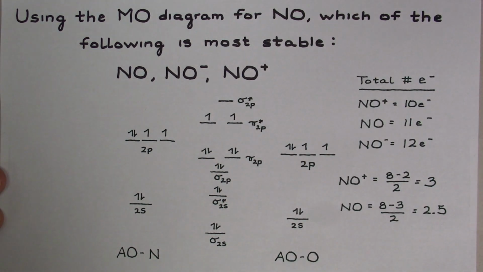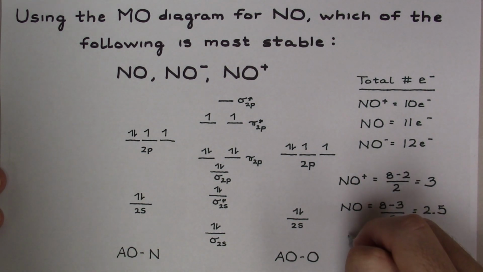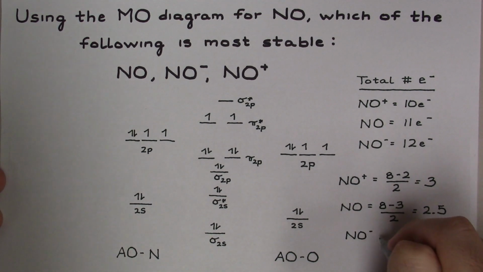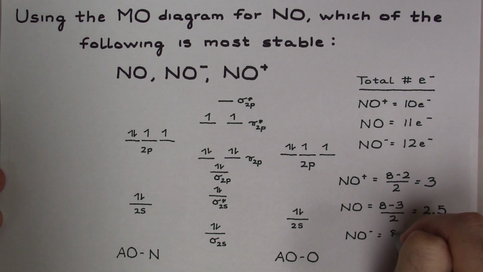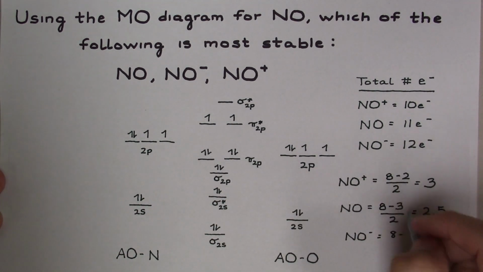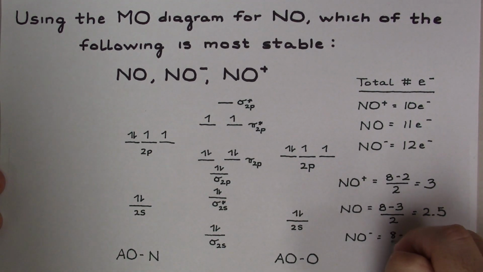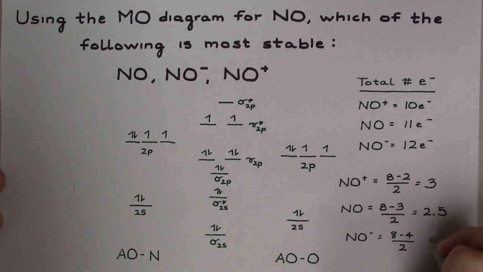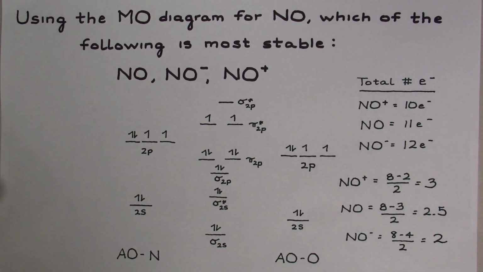If I add the 12th electron, notice that I also have to put it in an antibonding orbital as well. So now, when I have NO minus, I will have the 8 bonding electrons, but now I have 2, 3, 4 when it comes to my antibonding, and this will now give me a bond order of 2. This means that this is the weakest bonding structure of them all.